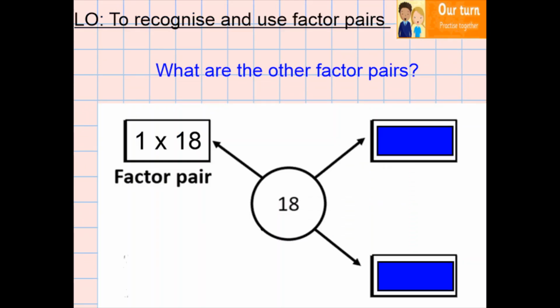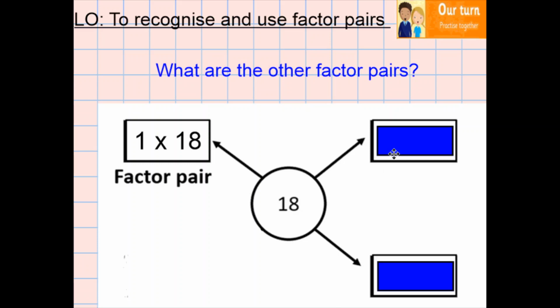So now we know that writing a list is a good idea, and we know that starting at 1 is a good idea, and it gives us a method or a system. Can you find the other factor pairs here for 18? So I've helped you out by starting with 1, and I know that 1 times 18 is 18. Could you make a factor pair using 2 or 3 or 4 or 5? And then can you keep going until you find a repeat? Pause the video, have a go, and we'll reveal the answers in just a moment.